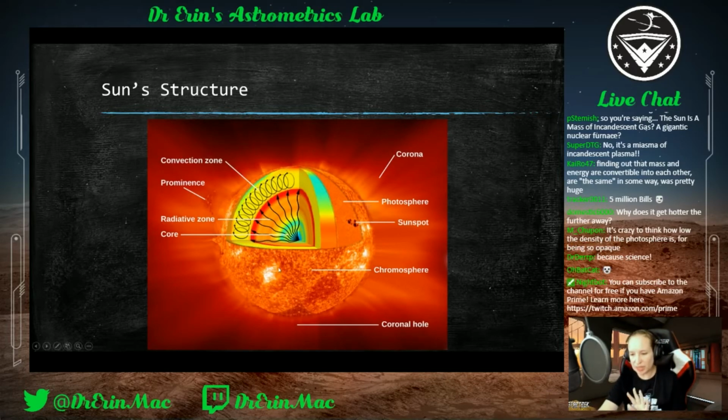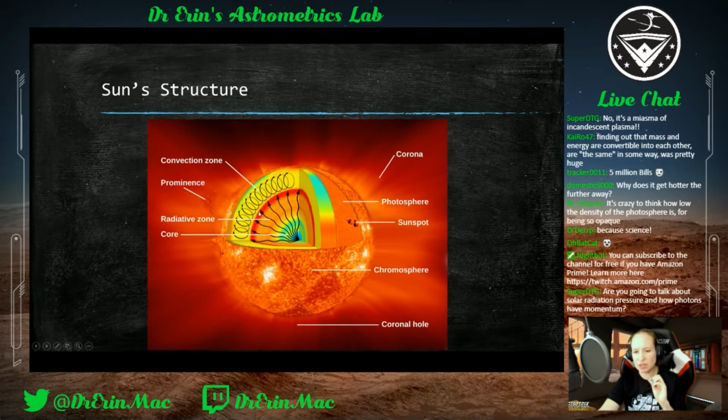So just to quickly recap, we have the core. That's where fusion is taking place. It's incredibly dense, about 15 million Kelvin, and the pressure is 200 billion times what it is on the surface of the Earth. Then the photons from this process, which we'll describe in a second, start to travel out, and that's what we call the radiative zone. They're able to travel essentially from the center out, with a little bit of randomness.